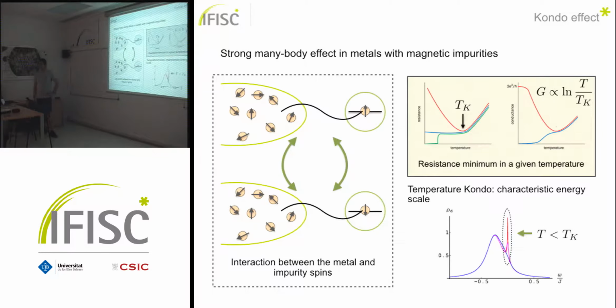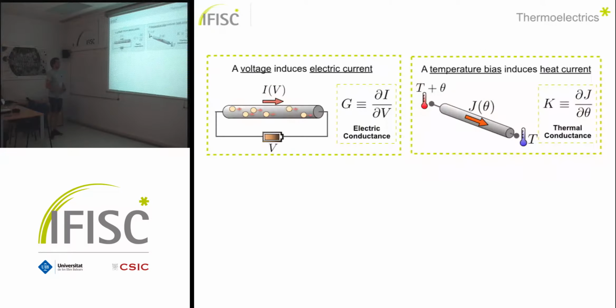Fermi energy. And this peak has a width of more or less the Kondo temperature. This occurs only at temperatures lower than this characteristic Kondo temperature. If not, this Kondo peak disappears. Okay, this is the Kondo effect.